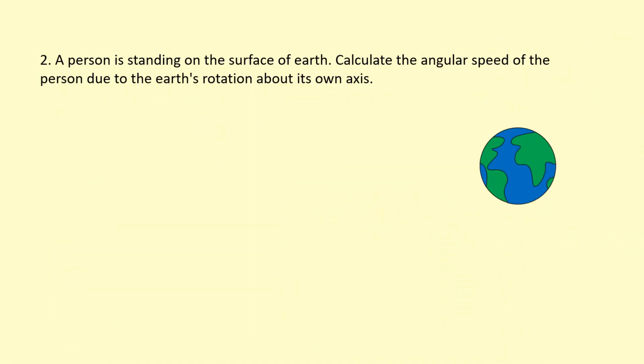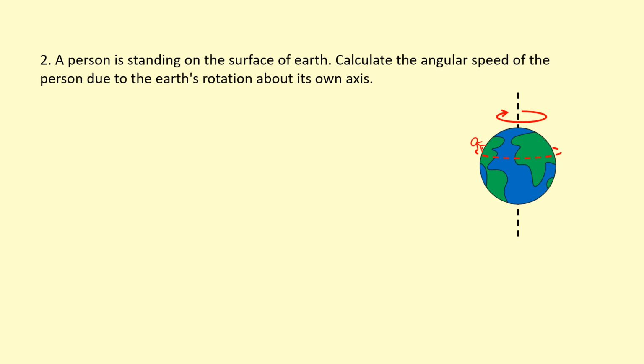Okay, a person is standing on the surface of Earth. Calculate the angular speed of the person due to the Earth's rotation about its own axis. So the Earth is rotating around its axis like this. Okay, and what do we know? We know that it takes 24 hours for it to rotate around its own axis. And if a person is standing on it, like say over here, then he's also going to take 24 hours to go around the circle like that, assuming he's not moving, he's just standing there.